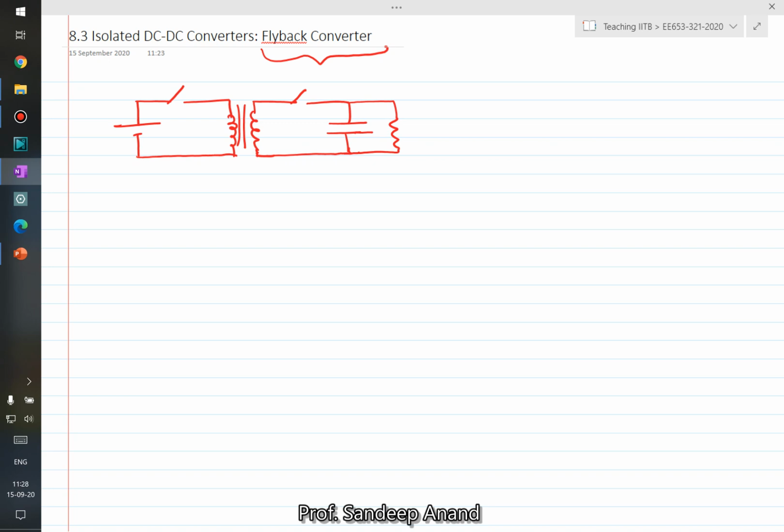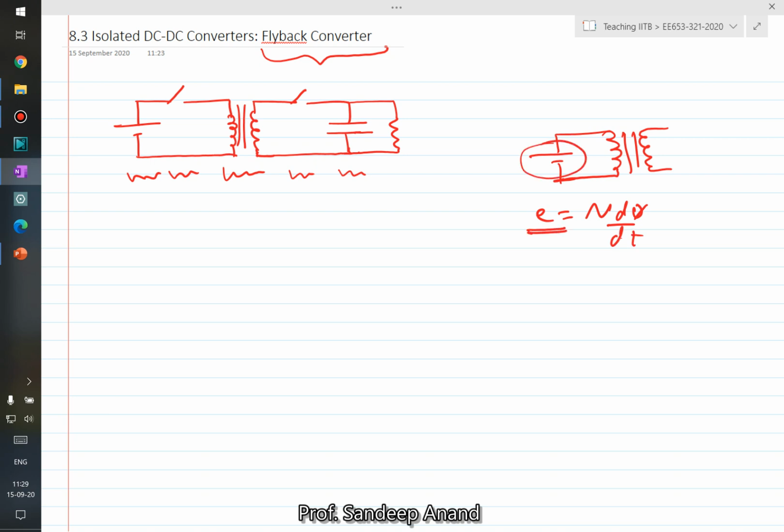So it seems straightforward. There is a DC source, and through a switch you are providing it to a transformer, and then through another switch you are connecting it to the output. As you would understand, if we continuously connect a DC source to the transformer, what would happen? Use Faraday's law, E equal to N d phi by dt. E is always a constant DC value, so flux would continue to rise, right?